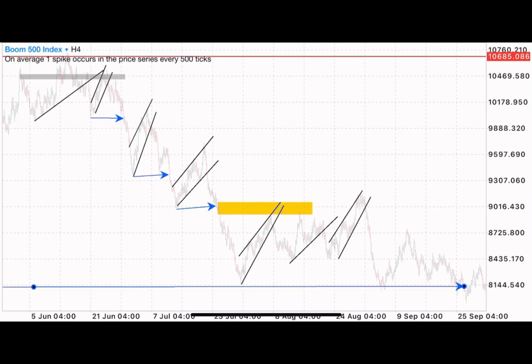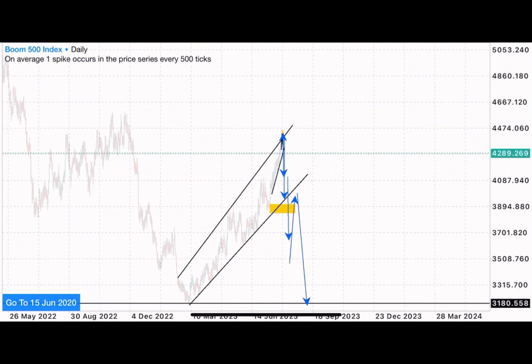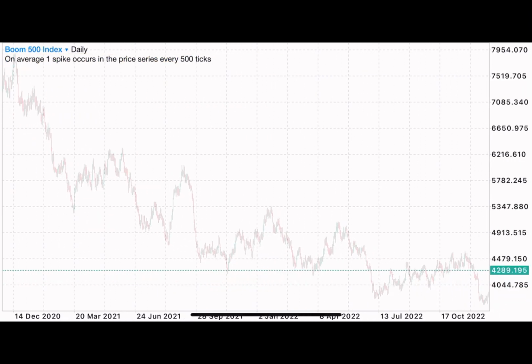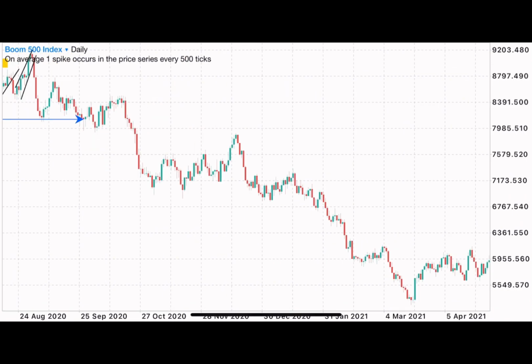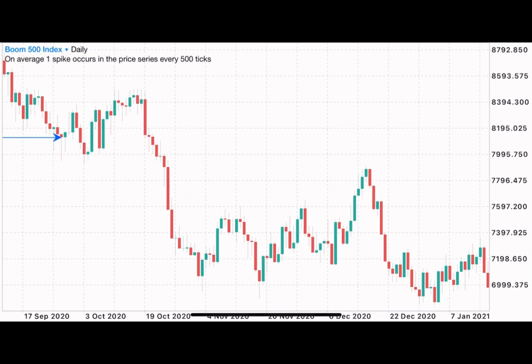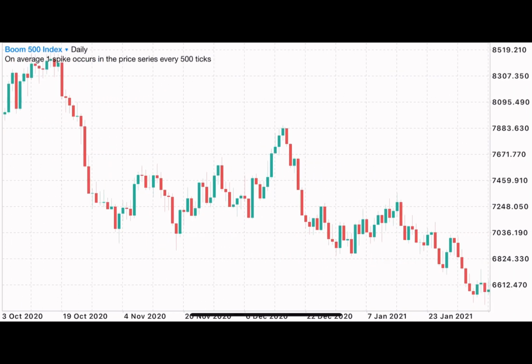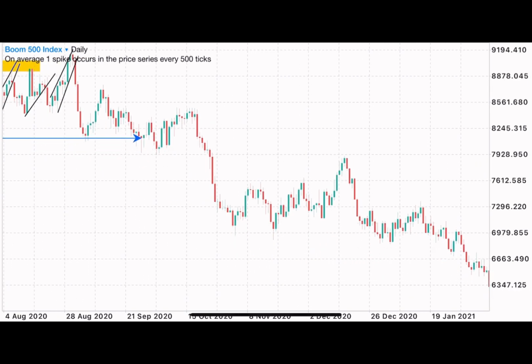Up until your ultimate target is reached, that's when you go back to the daily. This was our ultimate target. This is an ultimate break of structure, the same as this one. After every break of structure, we expect some formation to happen. The purpose of that formation is to establish a new lower high and a new lower low.